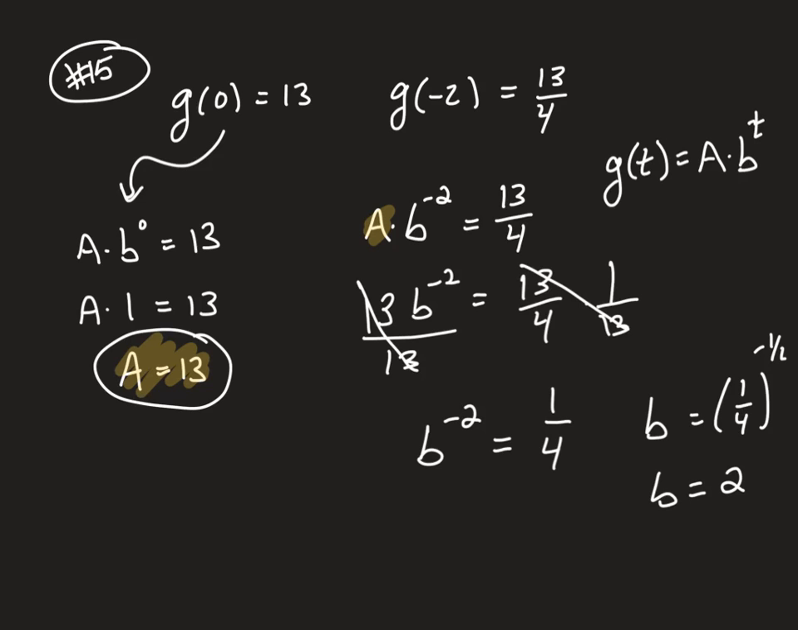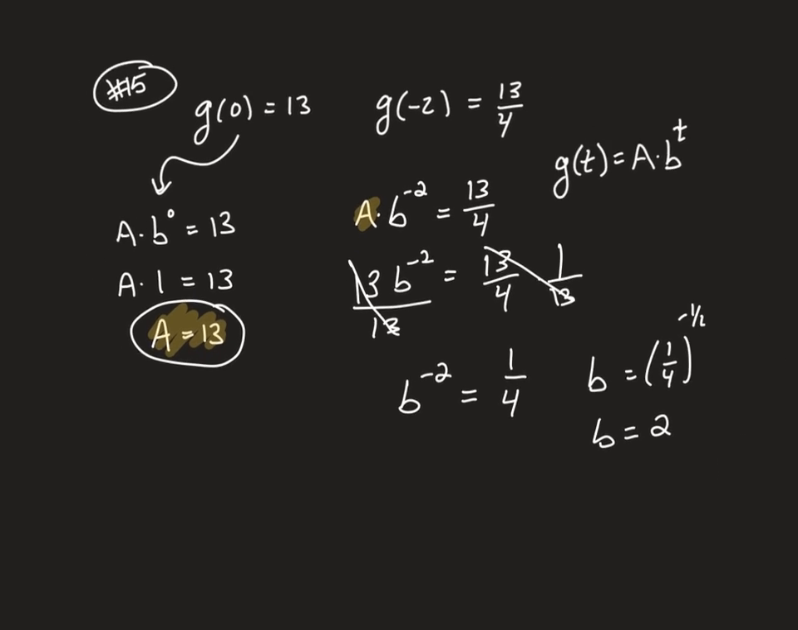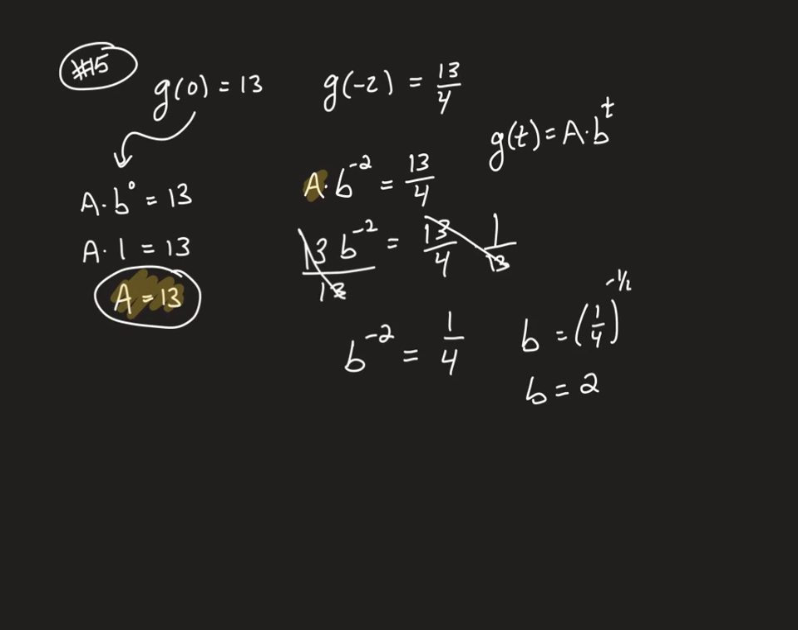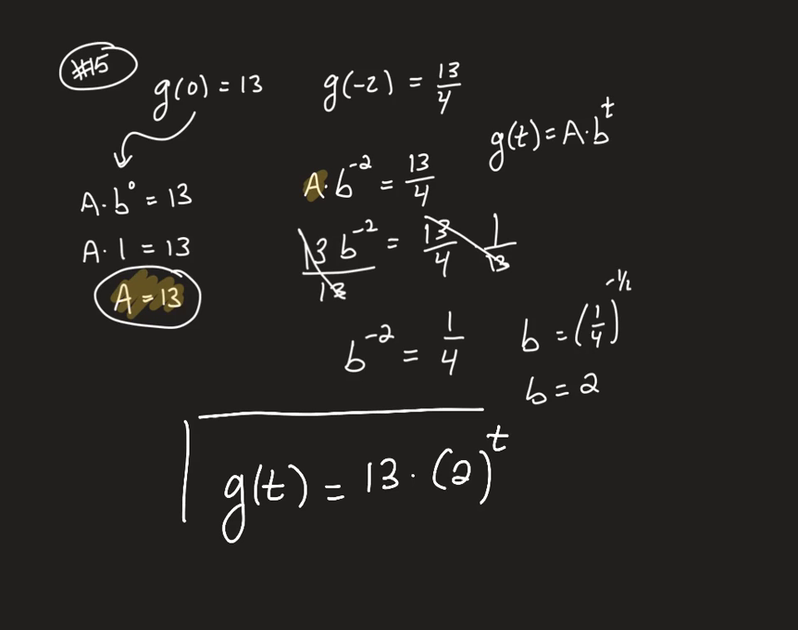Okay, so when we put all of this together, we get that g of t is equal to a, which is 13, times b, which is 2, raised to the t. So this should be the answer to our problem: 13 times 2 to the t. I hope this helped out.